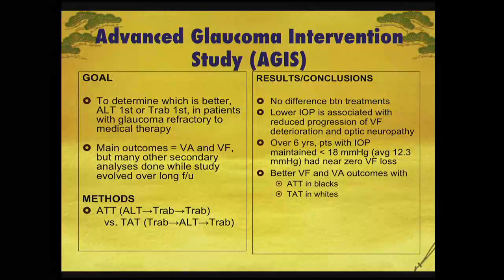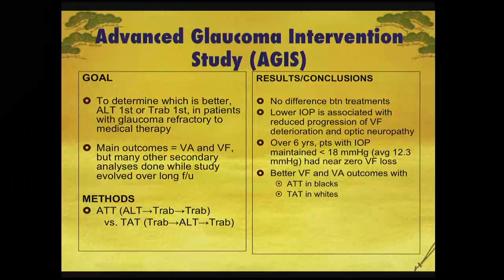They did find that if you had lower pressure, you had less progression on the visual field and on the optic nerve. And then over 6 years, patients with a pressure of less than 18 had near zero visual field loss. So this is where the concept of target pressures really came out of, because this study showed that if on every single visit your pressure was less than 18, you were much less likely to progress than if your pressure was all over the place.